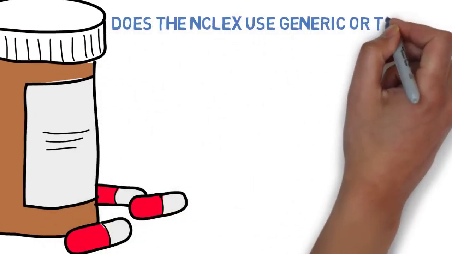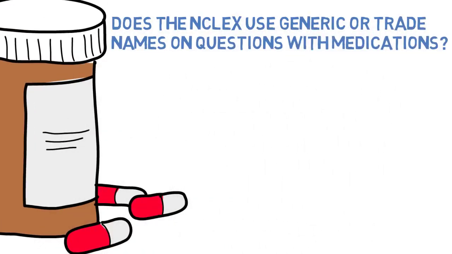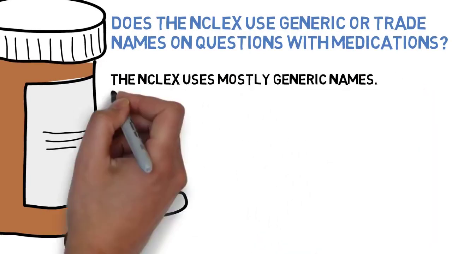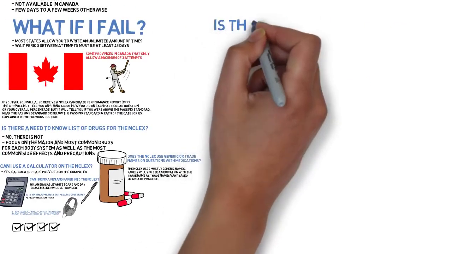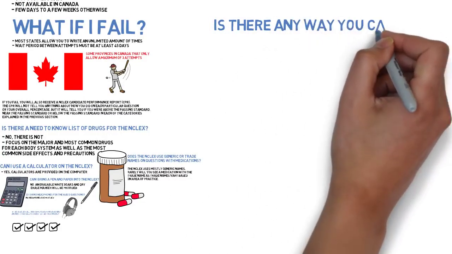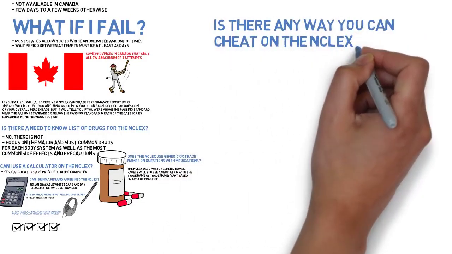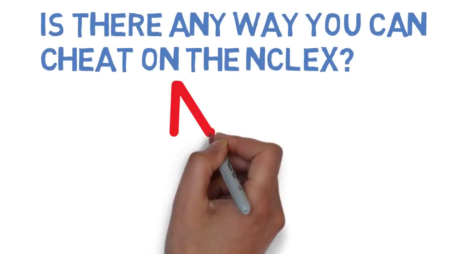Does the NCLEX use generic or trade names on questions with medication? The NCLEX uses mostly generic names. Rarely will you see a medication with a trade name, as trade names vary based on area of practice. Is there any way you can cheat on the NCLEX? The answer to this question is simply a flat out no.